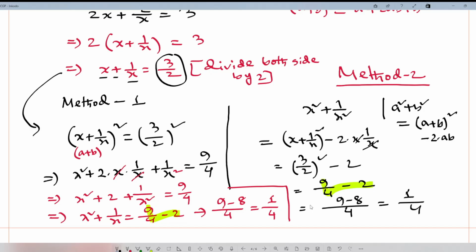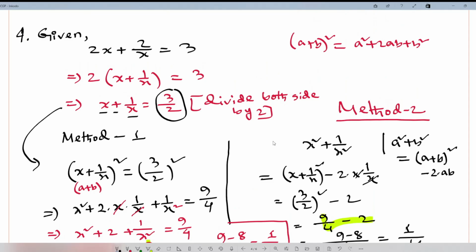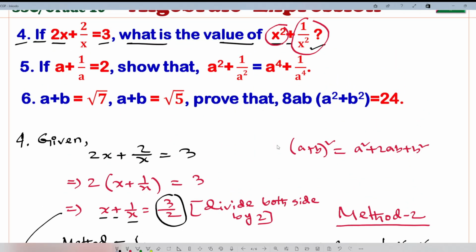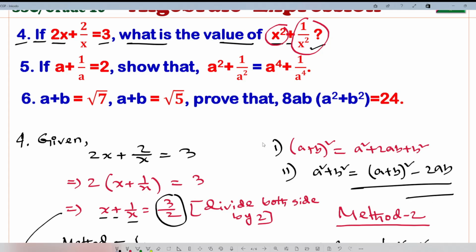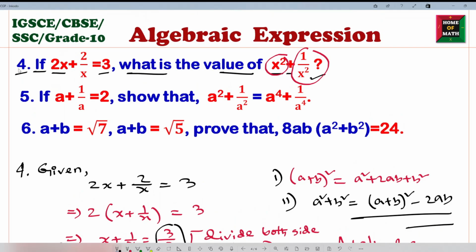Any kind of method we can follow. So here are two things. One method we are following, a plus b whole square equals a square plus 2ab plus b square. Another method we are following, a square plus b square equals a plus b whole square minus 2ab. Both are right. Any method you can follow. And number 4 is done. Any question? Just write a line in the comment section.